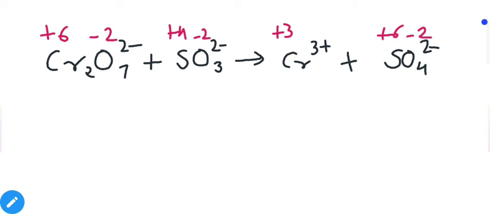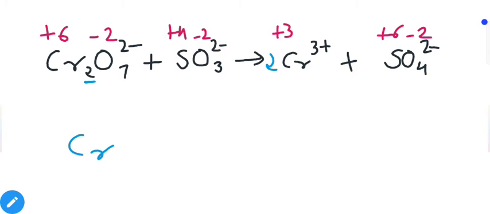So first thing, we need to balance the atoms or ions which change oxidation state. On the reactant side we have 2 chromiums, but on the product side we have only 1. So we have to multiply it by 2. On the reactant side we have 1 sulfur, on the product side we have 1 sulfur, so it is already balanced. Now let's check the transfer of electrons.